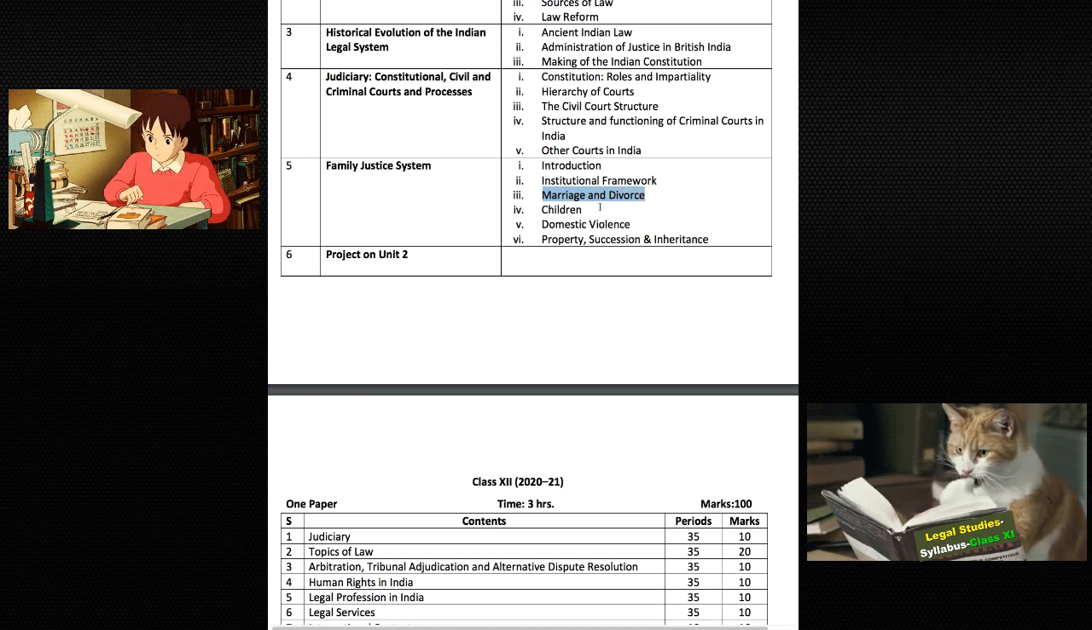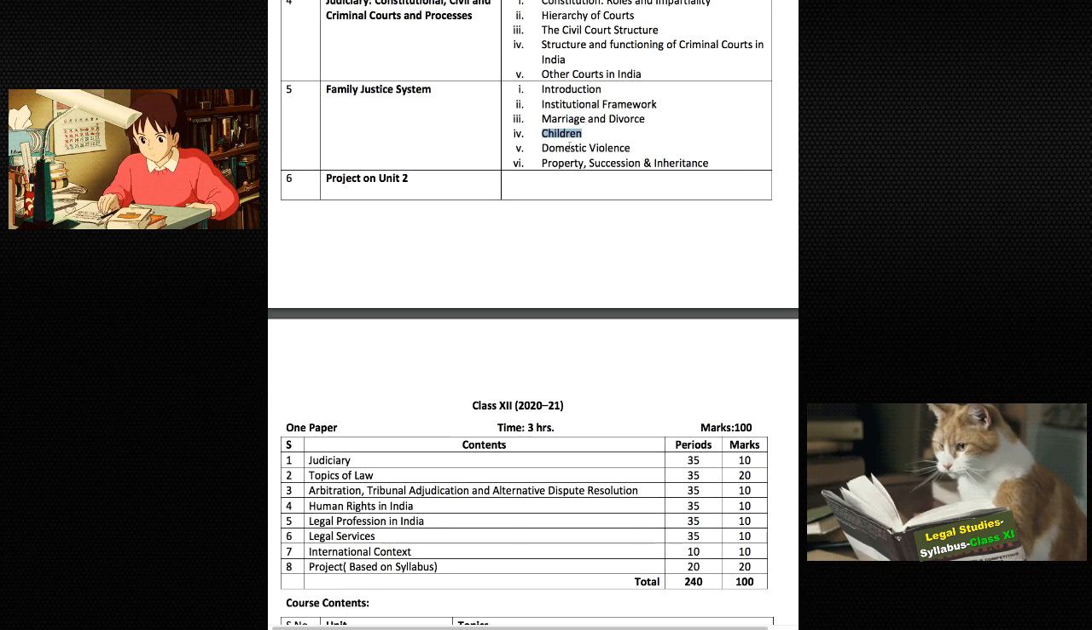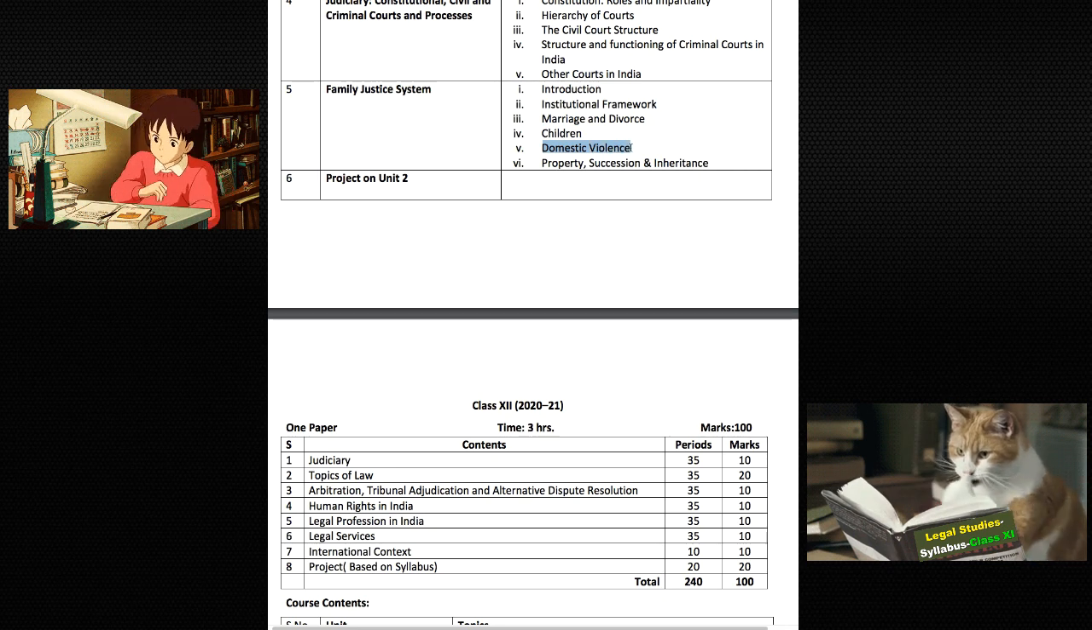Third one is marriage and divorce. What are the provisions of marriage and what are the essential elements of marriage, and again what are the grounds of divorce, children, the custody of children and all. Then we have the fifth chapter, that is domestic violence. We will study domestic violence. What are the types of domestic violence? What are the acts that are considered as domestic violence, along with the concept of domestic violence.